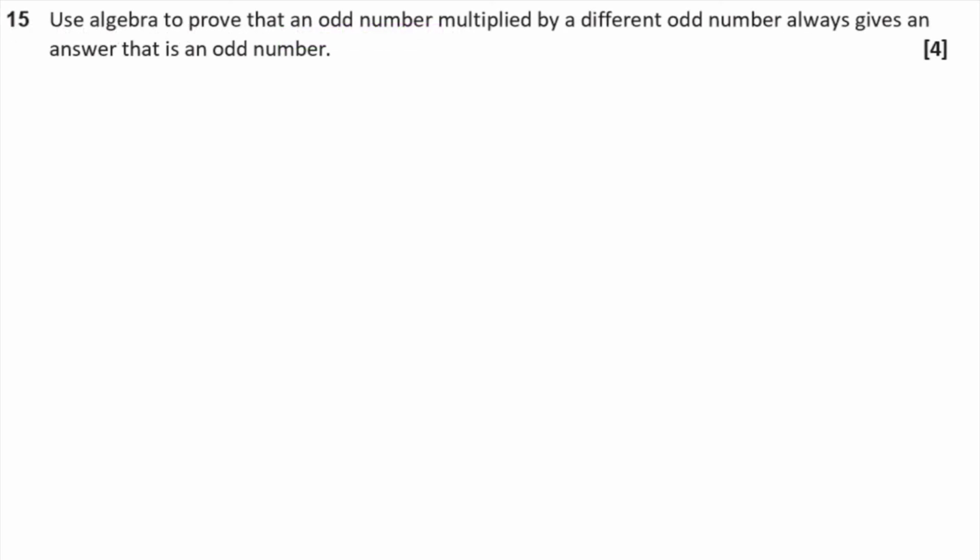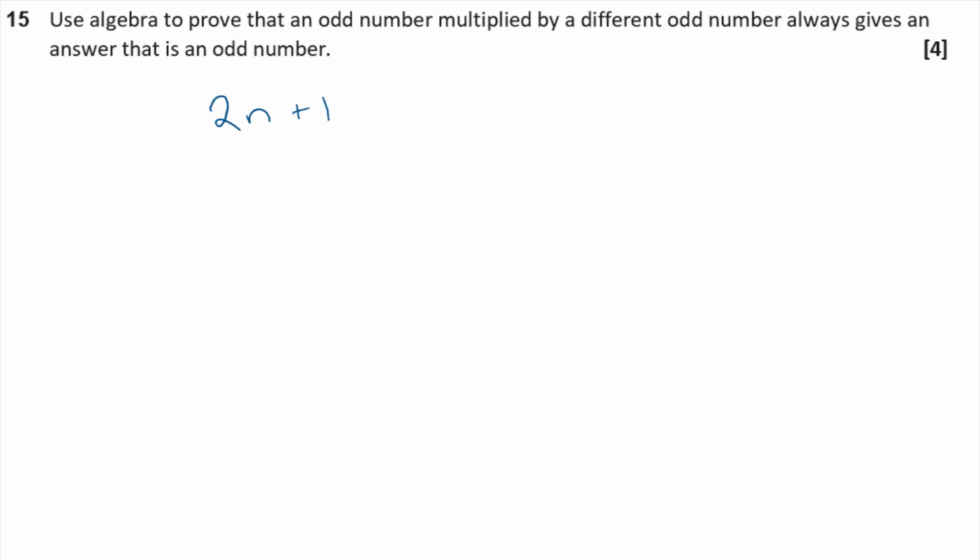Question 15. Use algebra to prove that an odd number multiplied by a different odd number always gives an answer that is an odd number. Okay, now to represent an odd number algebraically, we tend to use things like this. So 2n plus 1, that is always an odd number, because it doesn't matter what n is. If you double n and then add 1 to it, you're going to get an odd number.